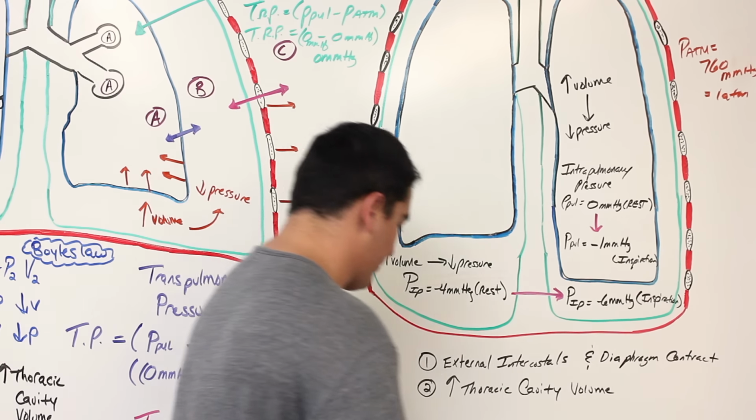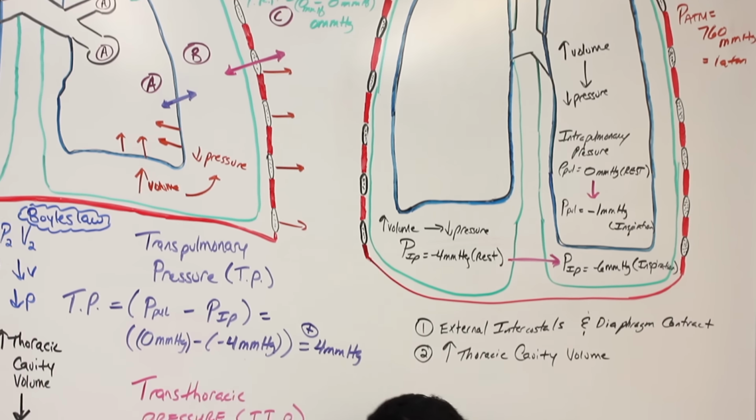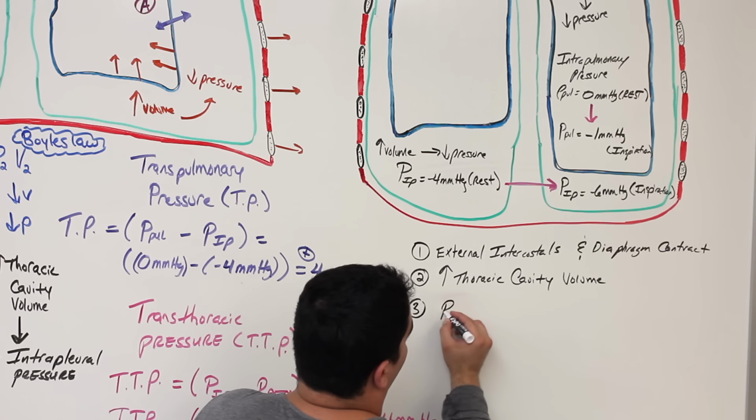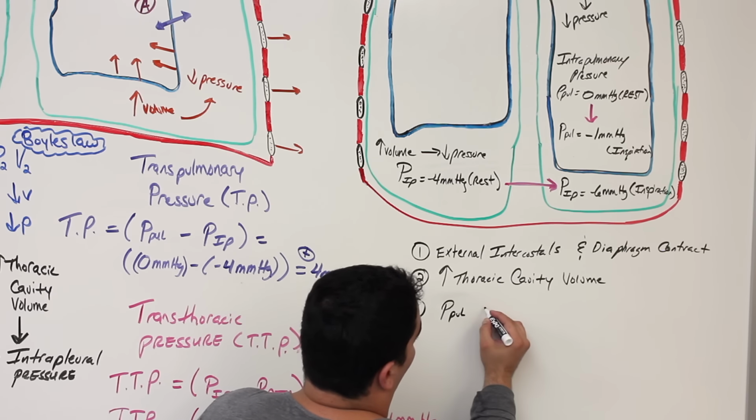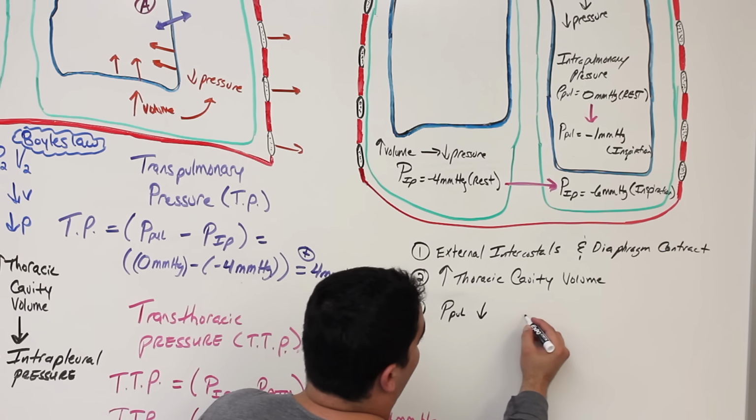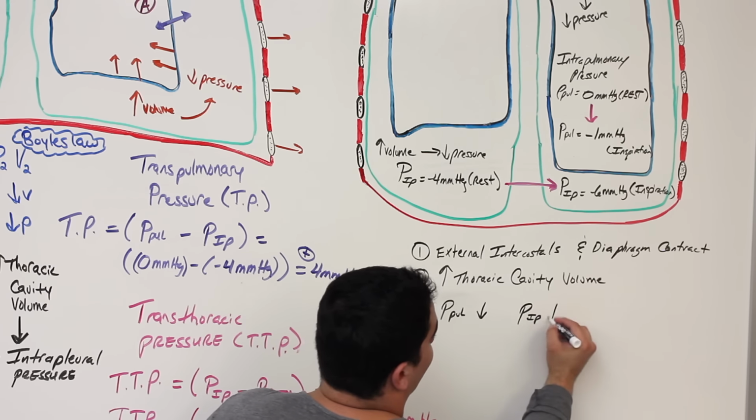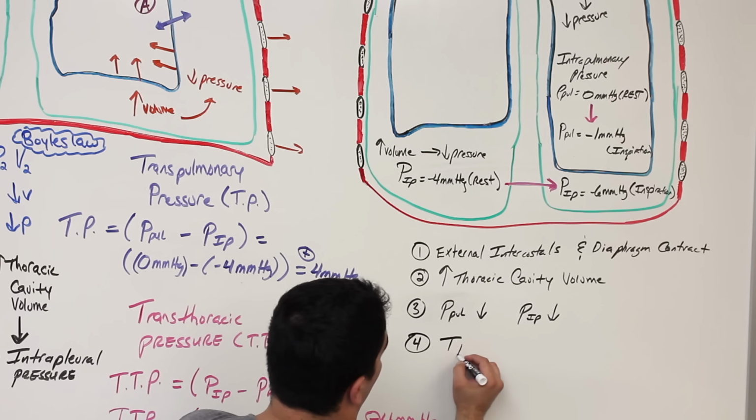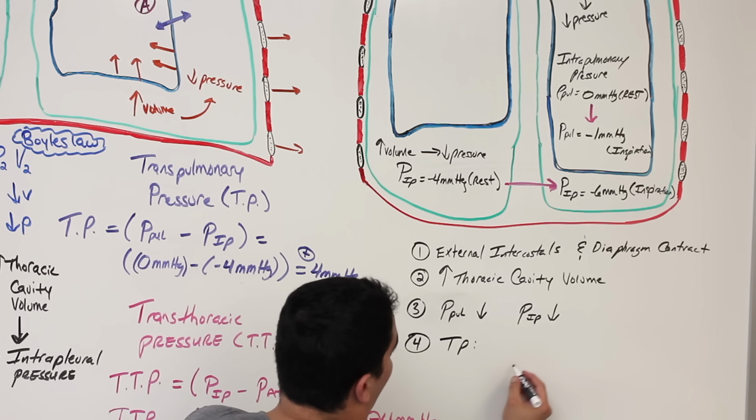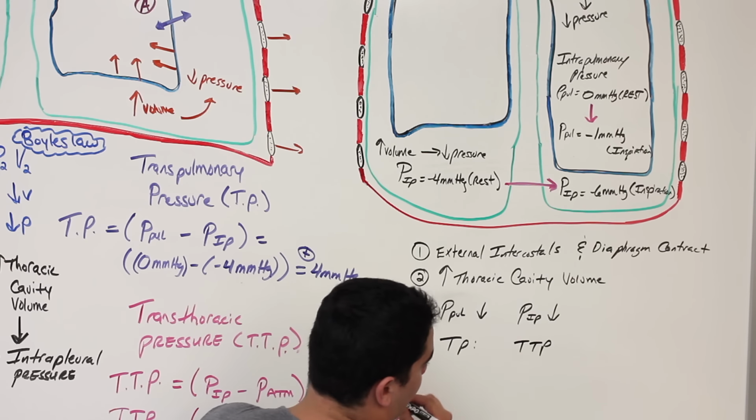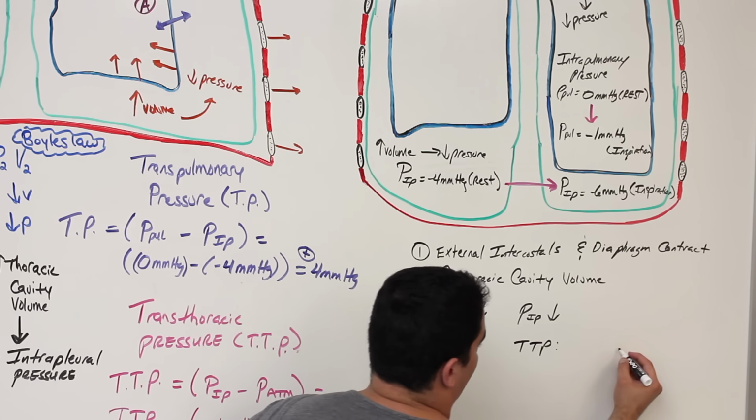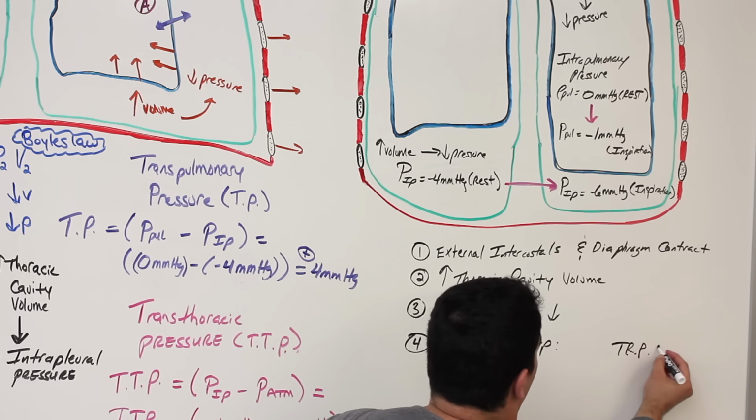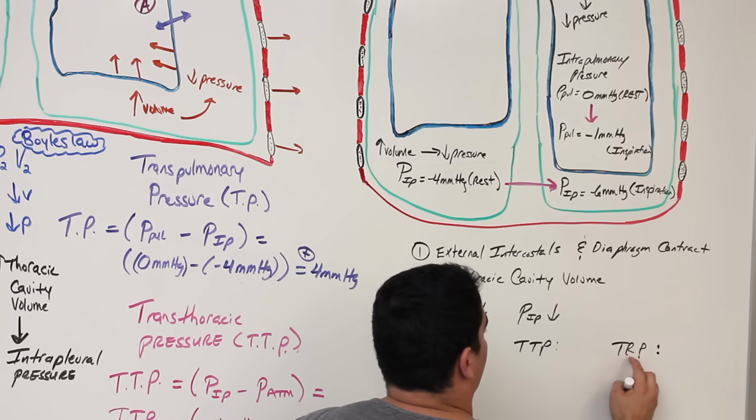Let's write down what happened so far. Thoracic cavity volume increased. As the thoracic cavity volume increased, what happened to the intrapulmonary pressure? It decreased. What happened to the intrapleural pressure, the PIP? It decreased. The last thing to look at is what happens to the transpulmonary pressure, the transthoracic pressure, and if you want, we can even say what happens with the transrespiratory pressure. So let's see what happens to all of these pressures here.